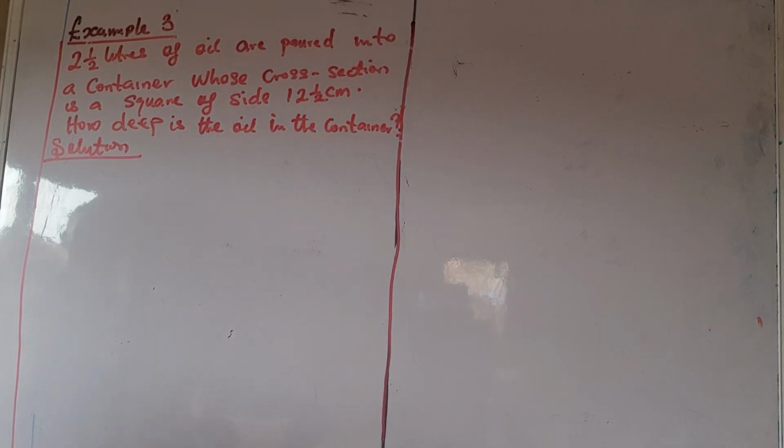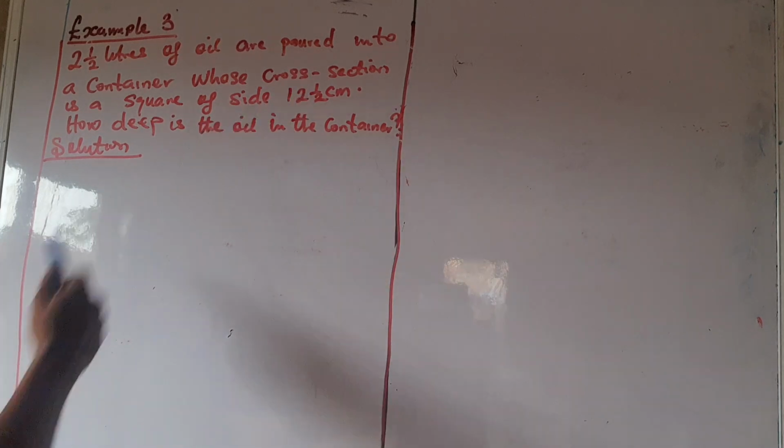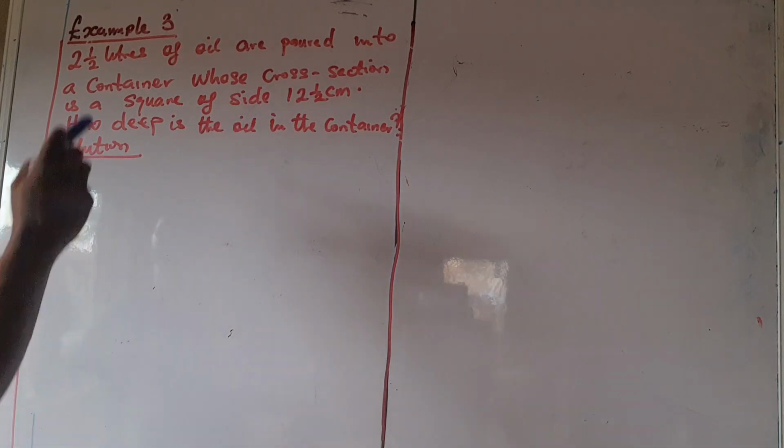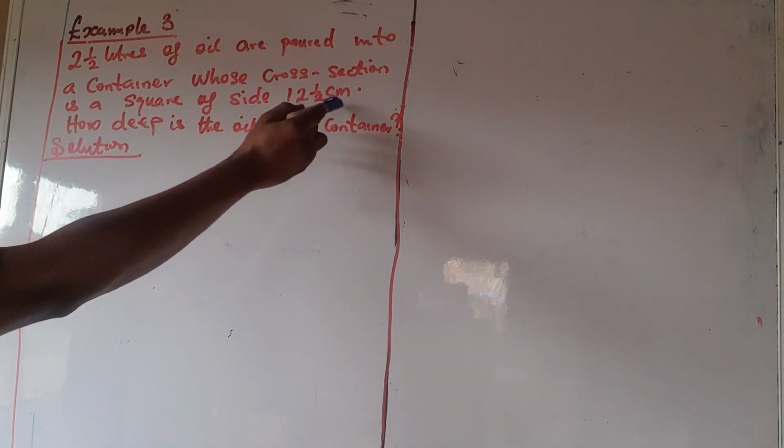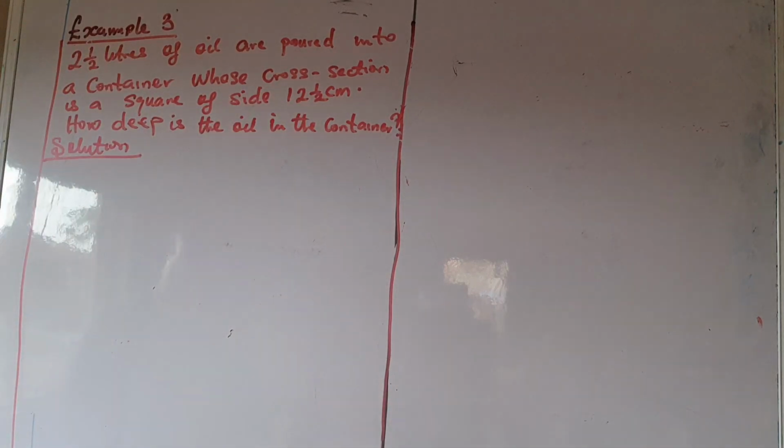Looking at example 3, we have 2.5 liters of oil poured into a container whose cross-sectional area is a square of side 12.5 centimeter. How deep is the oil in the container? So if we want to look at this, we look at the volume. They have been giving us the volume of that container, 2.5 liters, and the size of the container, which is 12.5 centimeter. So do not forget, this is in centimeter and this is liters. So you have to convert the units so that we have the same measurement.